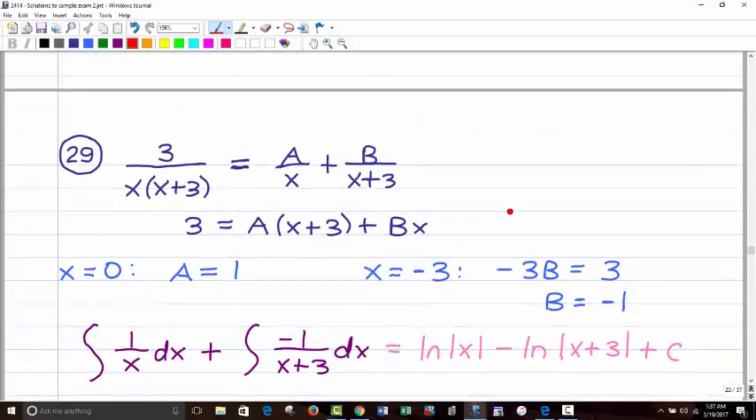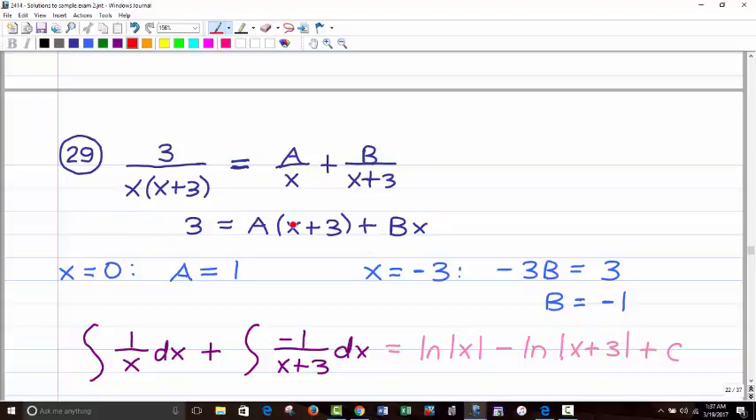Number 29 is pretty easy. Kind of weird that I added this one in after those other ones. Simple, pretty, as far as this kind of topic goes. You have A over x plus B over x plus 3. You'd have A times x plus 3 when you clear out the denominator, plus Bx equals 3.